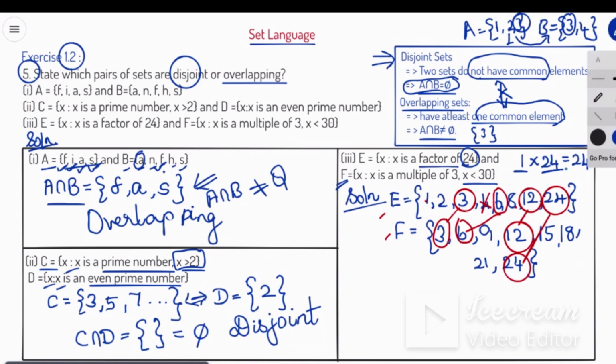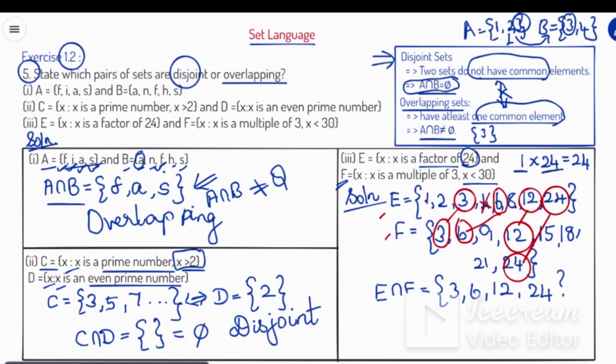So now we'll write our intersection first. E intersection F is equal to 3, 6, and we can just put dots, or you can write the elements also, because 1 is more than enough to decide whether the sets are disjoint or overlapping. So 3, 6, 12 and 24. So now our E intersection F is not equal to pi. Which means if it is not equal to pi, it is overlapping.